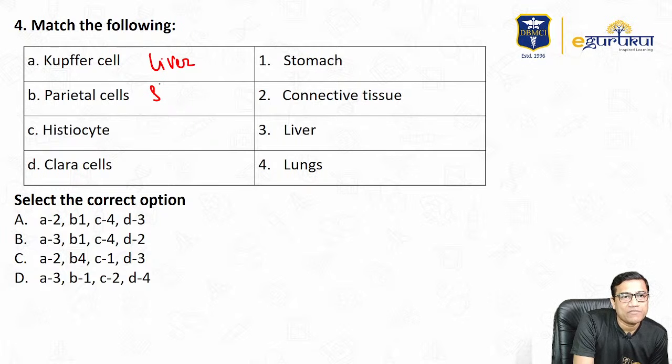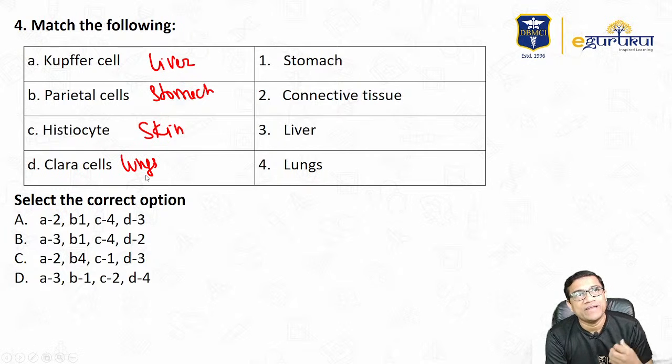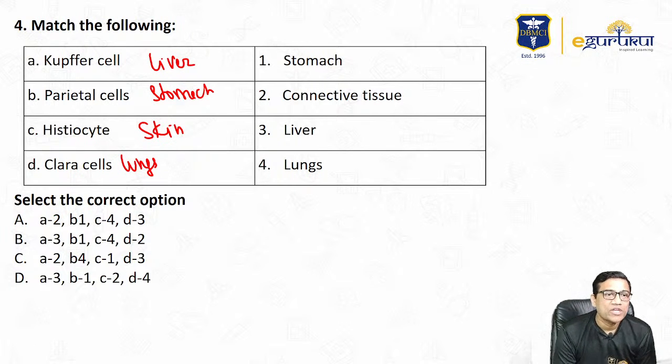Parietal cell is in the stomach for acid secretion. We all know. Histiocytes are macrophages in the skin. We know. And Clara cells are in the lung. They are doing secretion of mainly surfactant, and also protect the bronchial epithelium. So in the lungs, Clara cells are there. Yeah, torsemide is again a loop diuretic. Acetazolamide is a CA inhibitor.